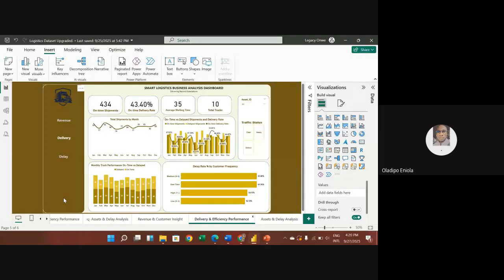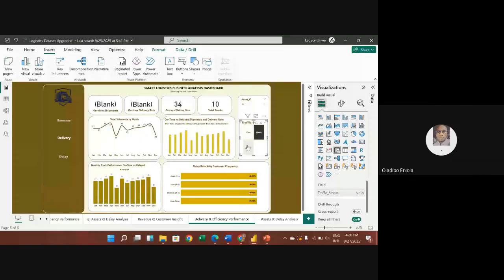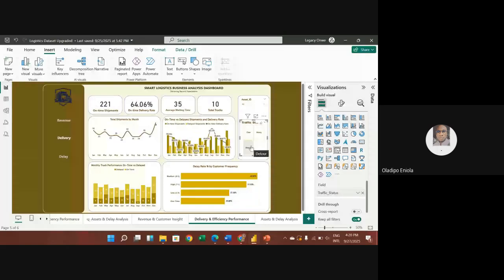This traffic status: clear, heavy, detour. Okay, those are meant to be what? Slicers, yeah. Why do you have that as slicers? Do you want to explain? Traffic status panel with traffic status.